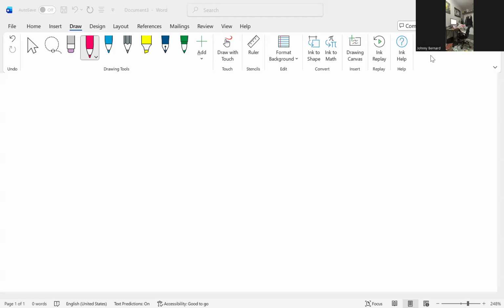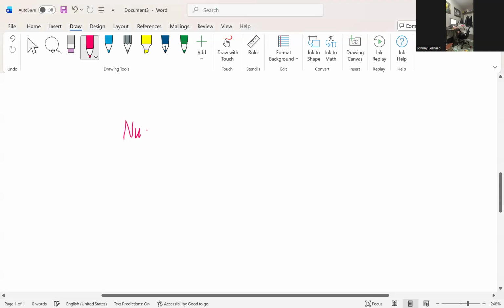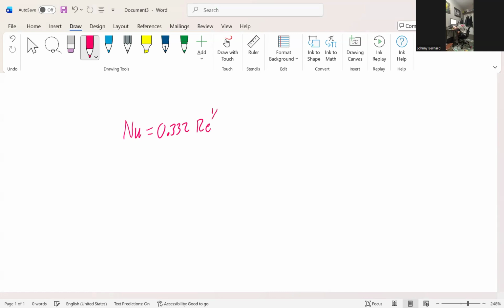All right. So Nusselt's number is a dimensionless number that is signified by an equation of 0.332 times Reynolds number to the 1/2 power times Prandtl's number to the 1/3 power.